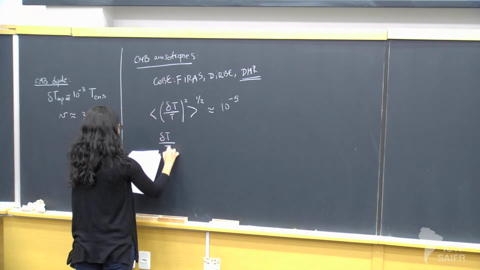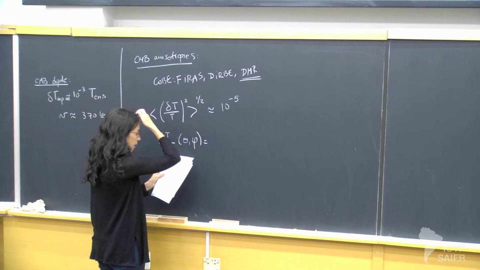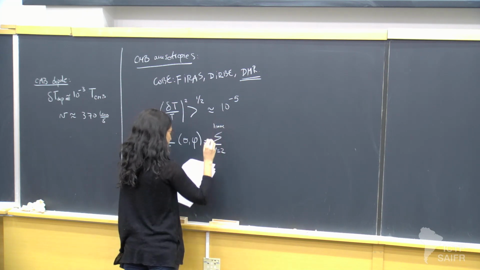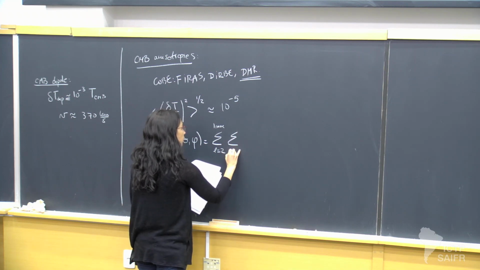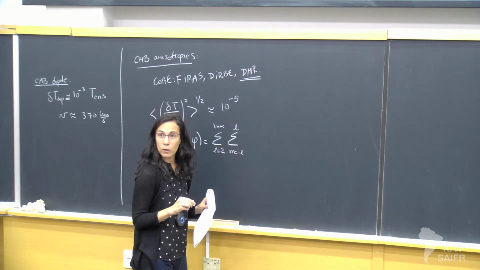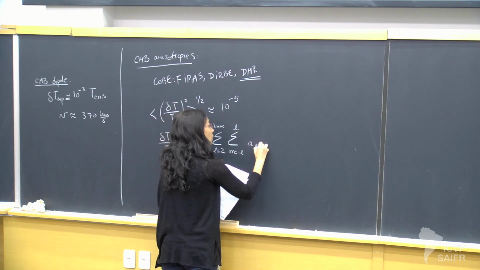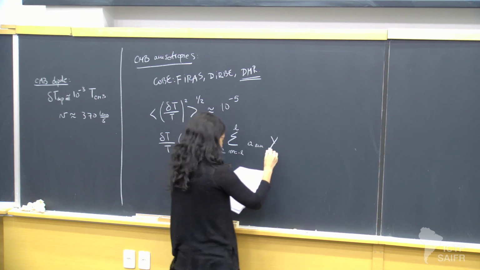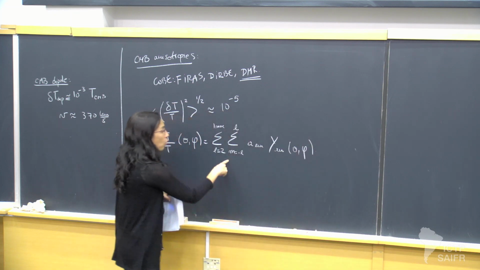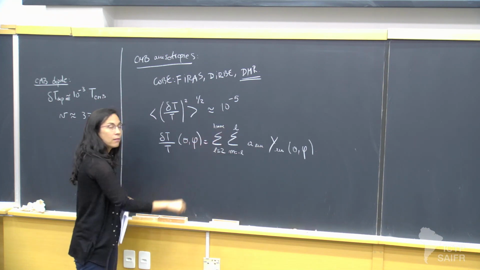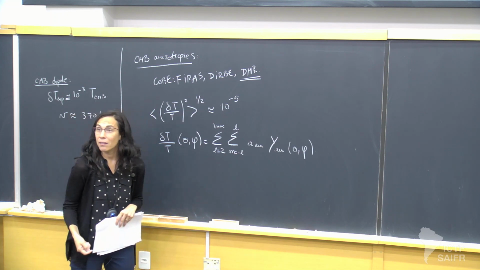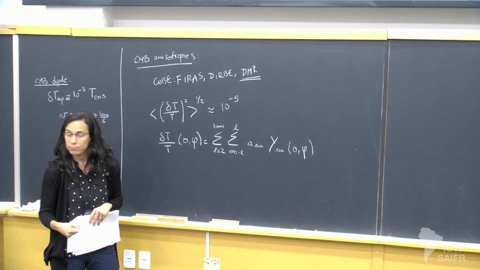We will have delta T over T, that depends on angles, and we will start from the quadrupole until some L max. This is a spherical harmonic decomposition where m goes from minus L to L, just like in quantum mechanics. We will have the spherical harmonic coefficients and the spherical harmonics themselves that depend on angle, okay? Notice that there are 2L plus 1 m's for each L. So if I take L equal 2, I will have 5 m's and so on, yes?